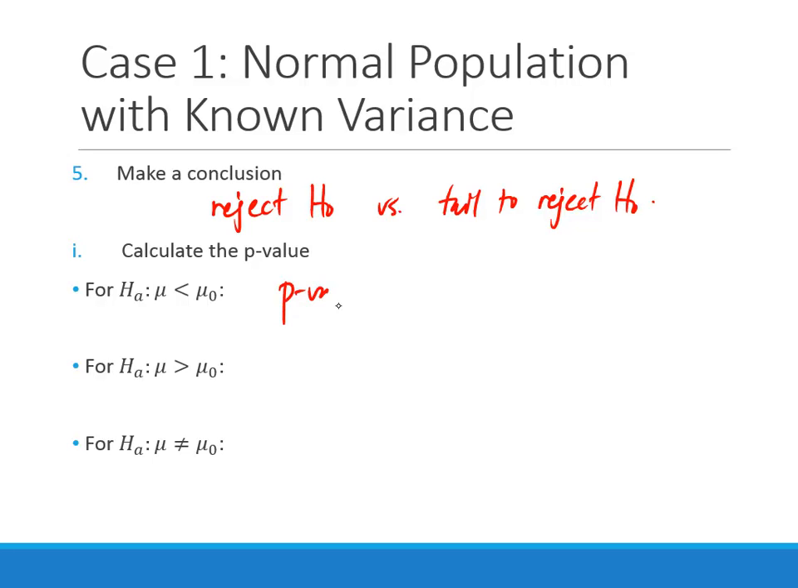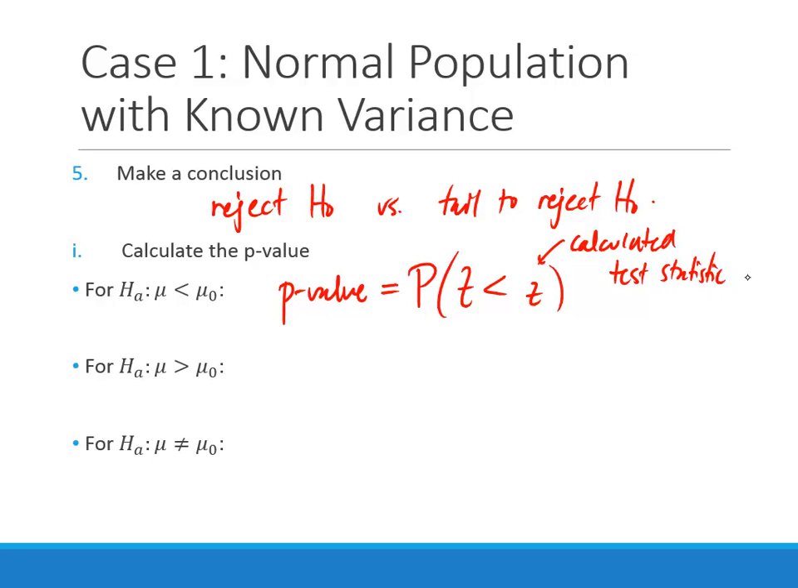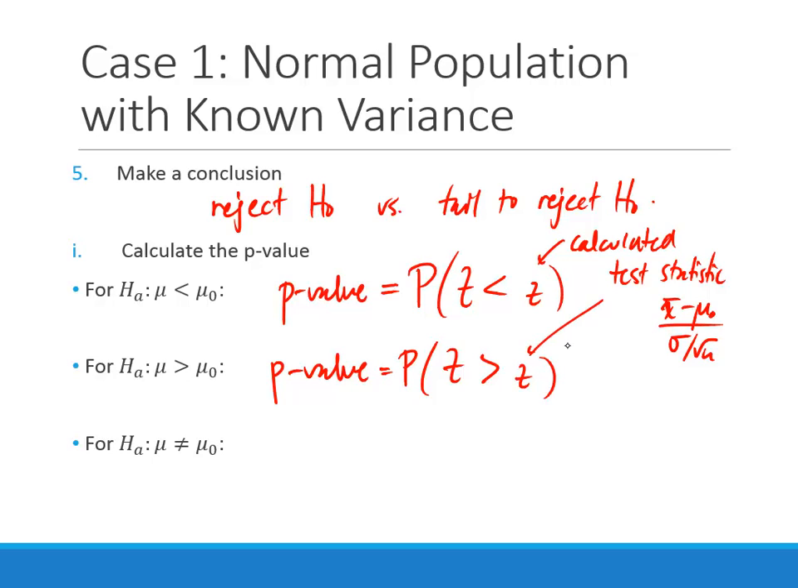So for this first alternative hypothesis, our p-value is going to be equal to the probability that a standard normal random variable is less than the lowercase z here. This is our calculated test statistic, which was x bar minus mu 0 over sigma over square root of n. Okay, for the second one here, our p-value is similar, but it's the probability that a standard normal is bigger than our test statistic.